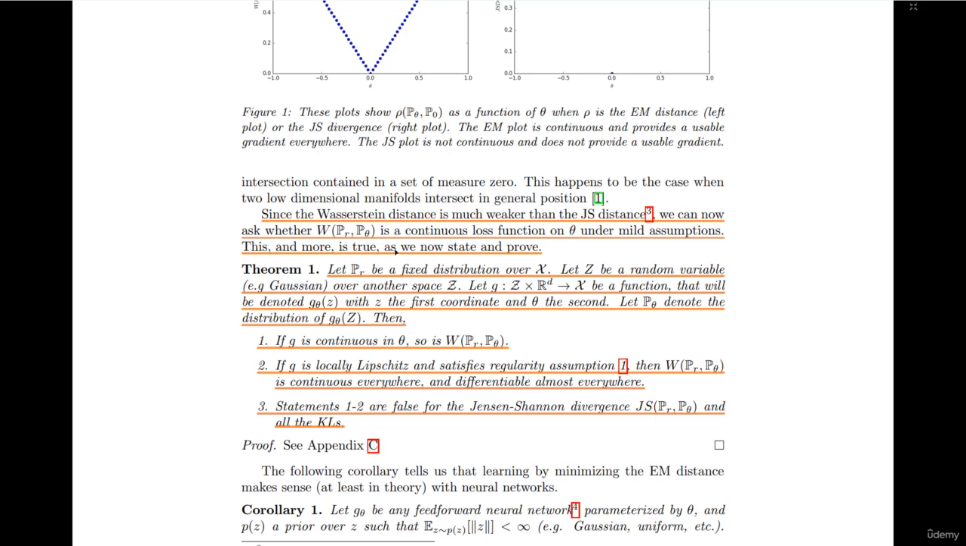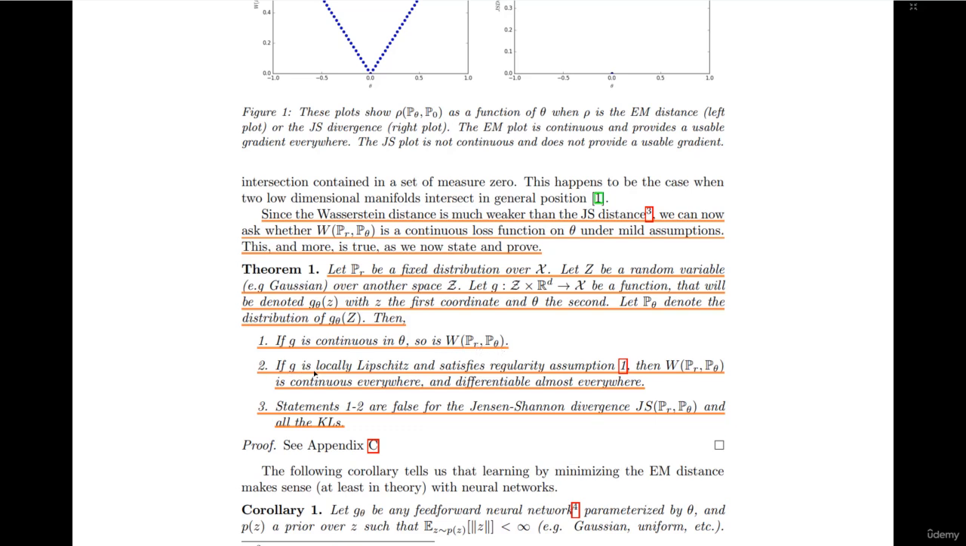Now this and more is true, as it's now stated and proven. Here they define this PR, a fixed distribution over X, where Z is a random variable over another space big Z, and they define this function G, denoted G theta of Z, with Z the first coordinate and theta the second. Let P theta denote the distribution G theta of big Z. Then if G is continuous in theta, so is the EM distance between PR and P theta.